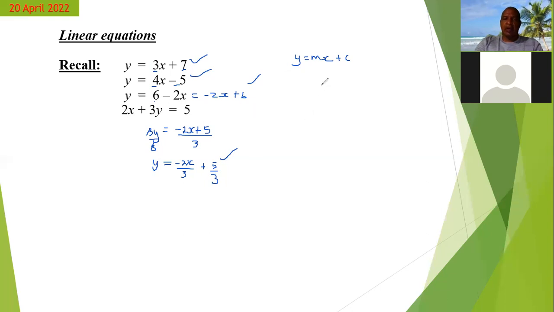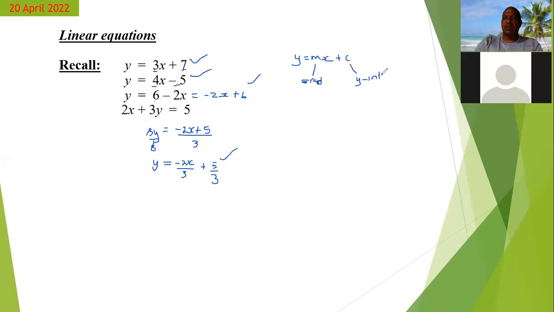All right. Now, in yesterday's class, we were looking at how to find gradient. Now, this m is actually the gradient of the line that the equation represents. All right, so m in the general form represents the gradient of the line. So we would just put GRAD for short, for gradient. All right, now c is what we refer to as our y-intercept.